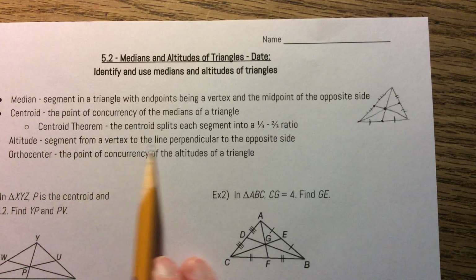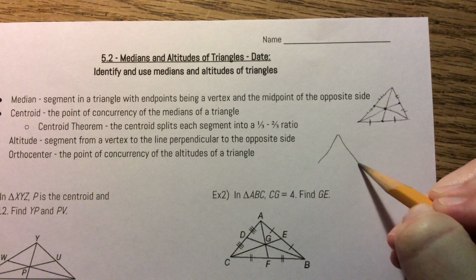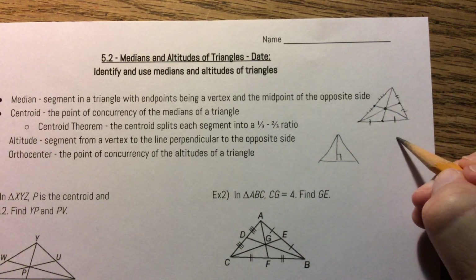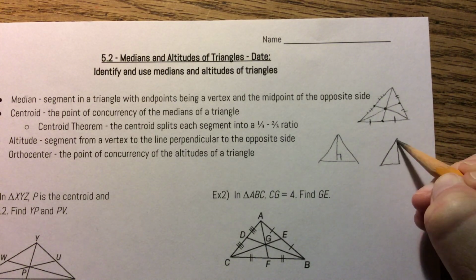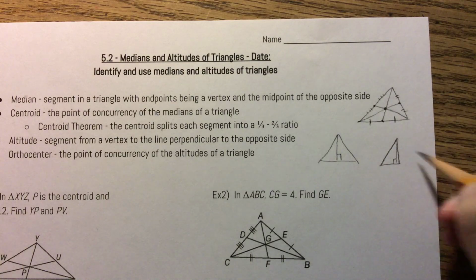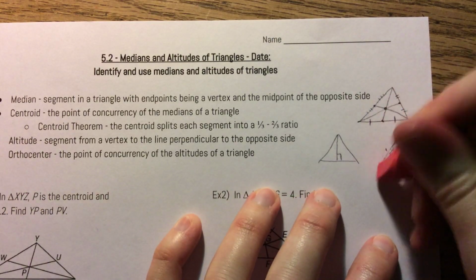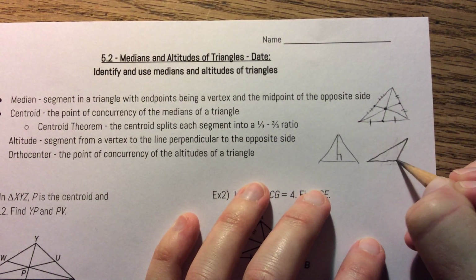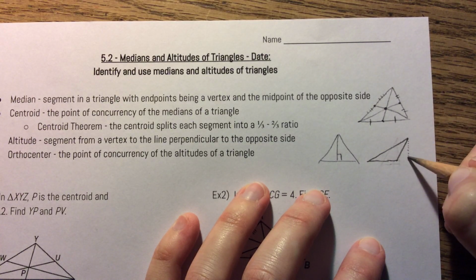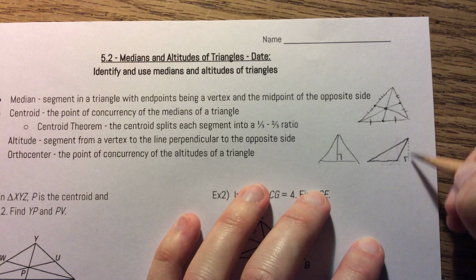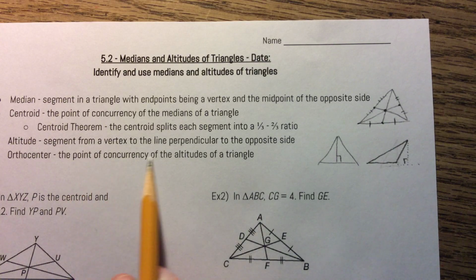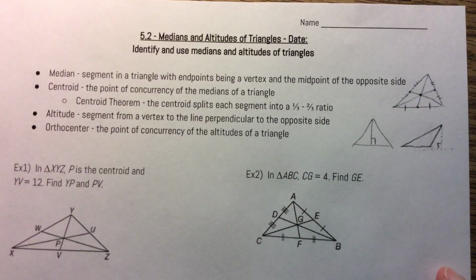An altitude is a segment from a vertex to the line perpendicular to the opposite side. So if I add this, it's always going to come down at a 90-degree angle no matter where it is in that triangle. So even if it lands right on the inside, it could even land on the outside of the triangle if I drew an obtuse one here. So this would be the altitude right there. It actually lands outside of the triangle because it has to be perpendicular there. And the orthocenter is the point where all the altitudes run into each other, or the point of concurrency.